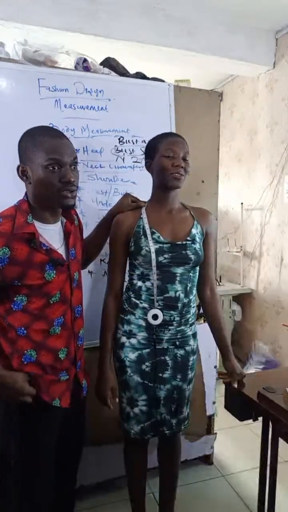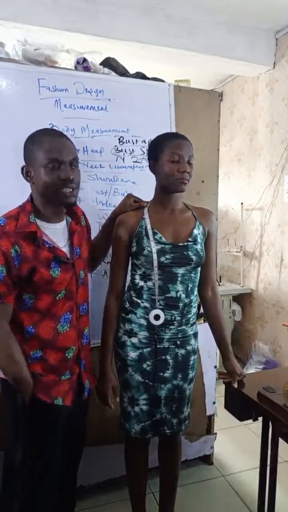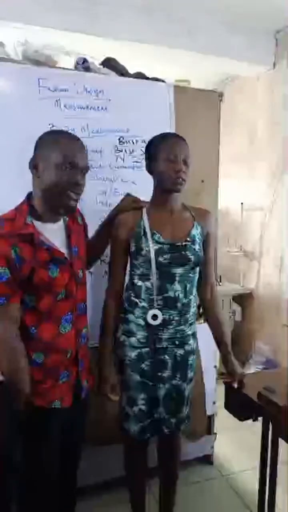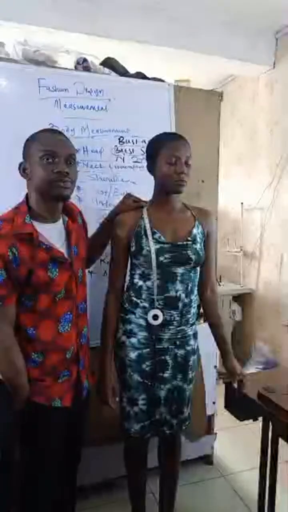You want to get the values. Under bust length of 12, 13, 14. 12 minus 3, 13 minus 3, 14 minus 3.